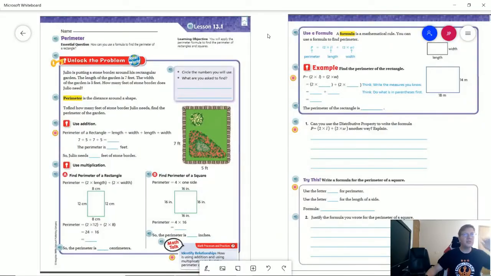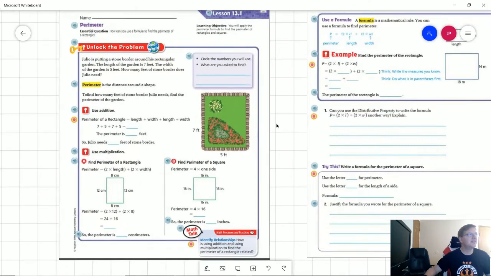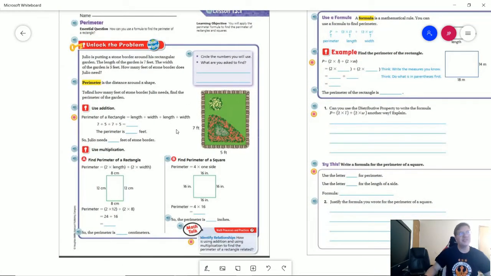To start with, we are going to review some of the things that we talked about last year. So the Unlock the Problem will give us a chance to do that.